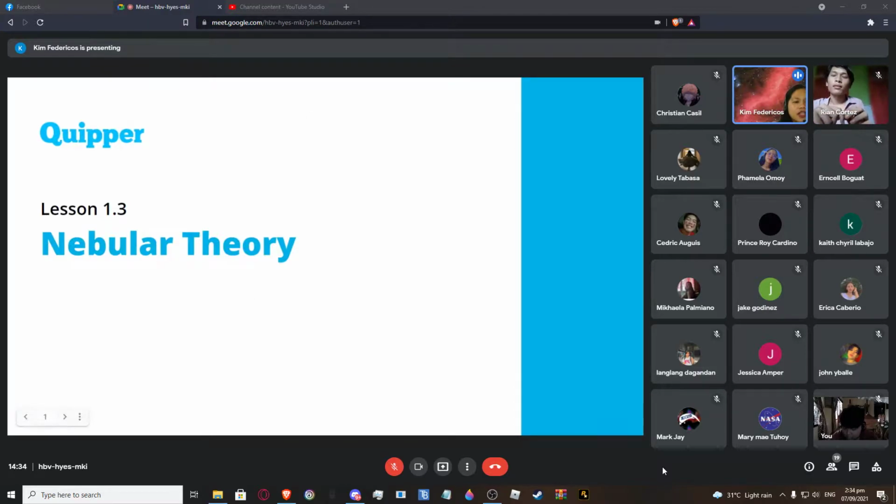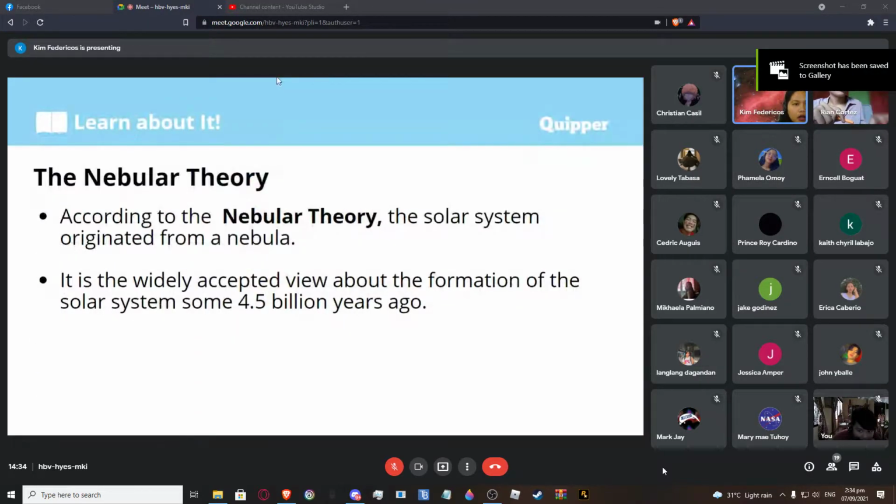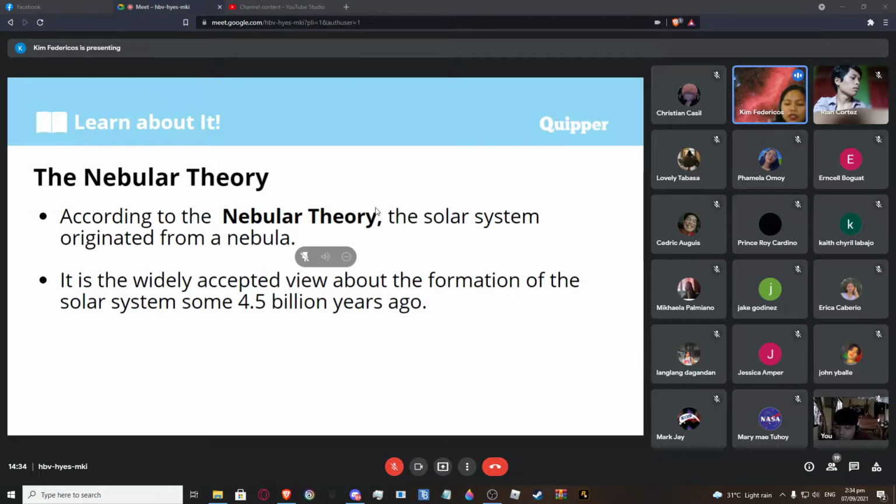Okay, so sa nebular theory, according ani, ang solar system originate gikan sa nebula. So when it comes to the formation sa ato ang solar system, pinaka accepted nga view gid si nebular theory. Ingon ni nga theory nga ang sun, ang atong planets and other objects nga makita sa solar system is na form kuno siya gikan sa nebulous material.